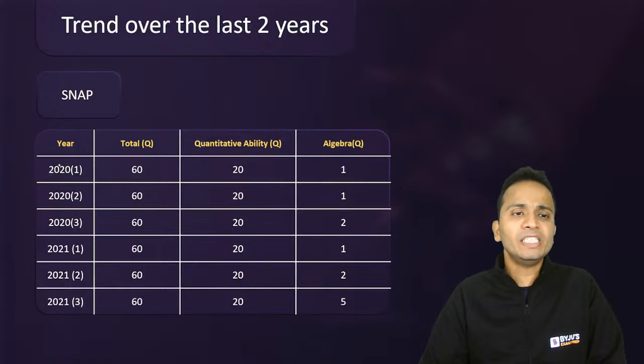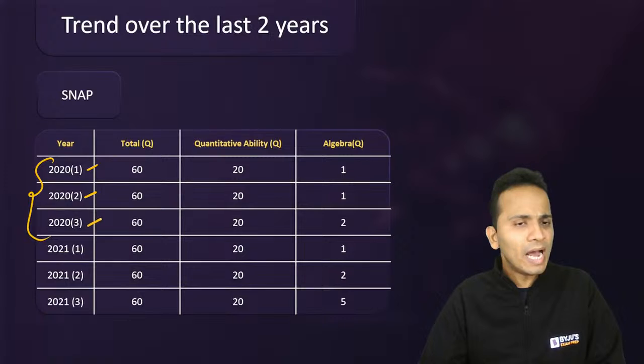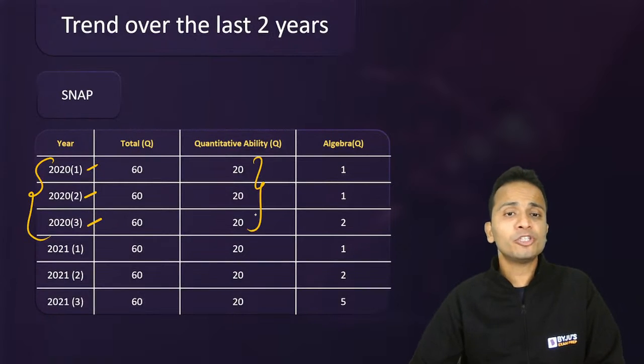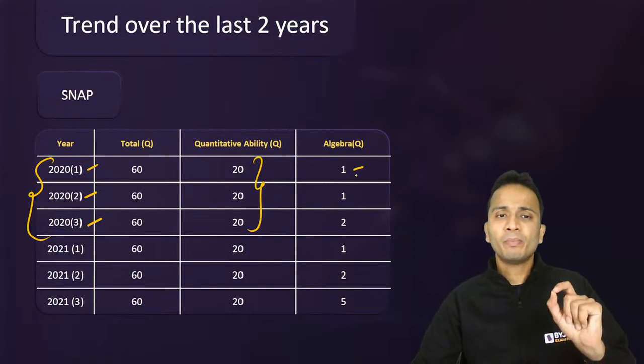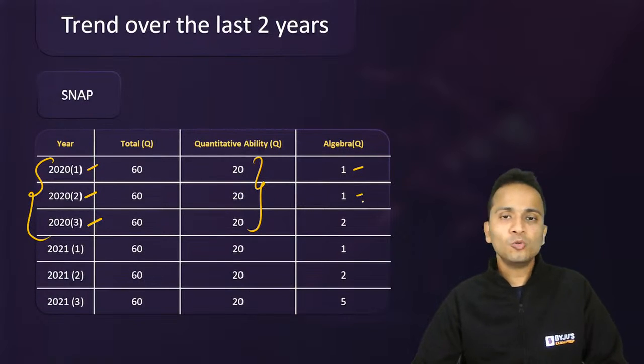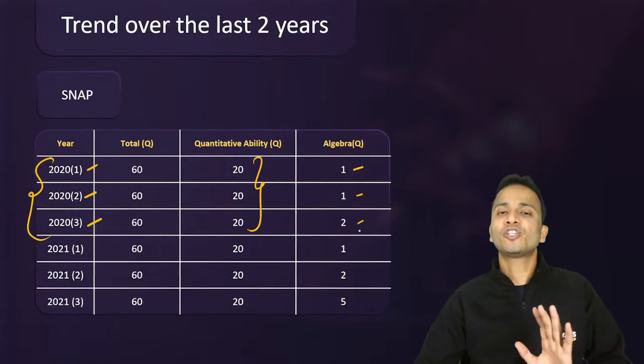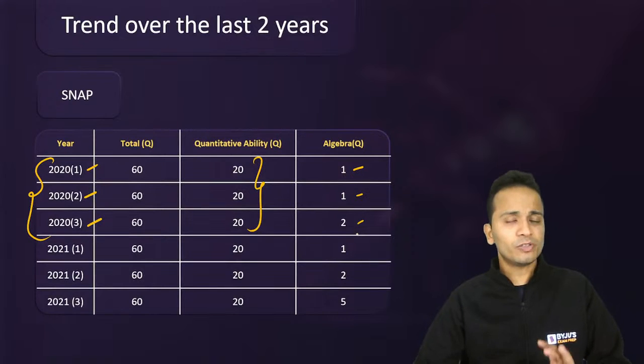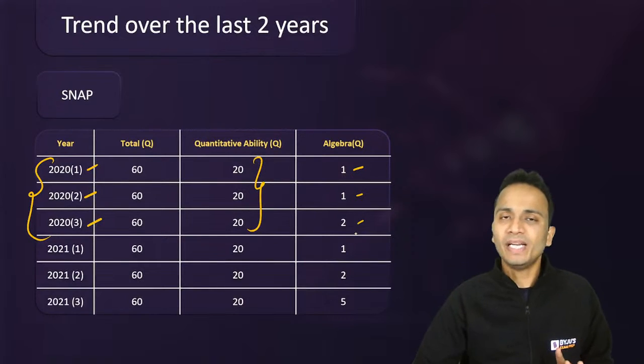In the year 2020, if you look at these 3 slots, slot number 1, slot number 2, and slot number 3, out of 20 questions that appeared in the QA section, 1 question came from algebra in slot 1, 1 in slot 2, and there were 2 questions in slot 3. So that was the story for 2020.